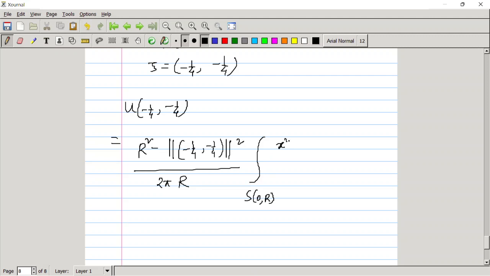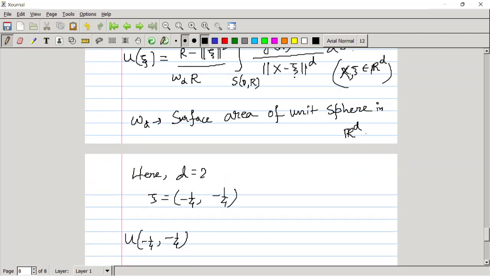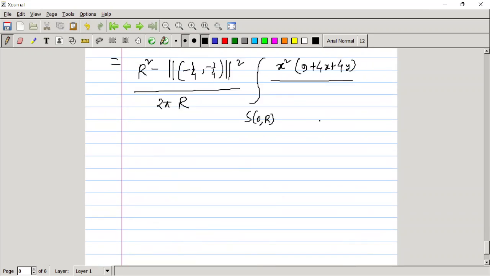My g(x) is x square into 9 plus 4x plus 4y by what is my norm of x minus xi power d, that is norm of capital X, which is (x, y) minus xi, is (1 minus 1 by 4, minus 1 by 4) whole square. D is 2. D of sigma, sigma means on the boundary region, a portion. So this is r square minus, this norm means distance from (0, 0) origin. Okay, so this distance is 1 by 16 plus 1 by 16.